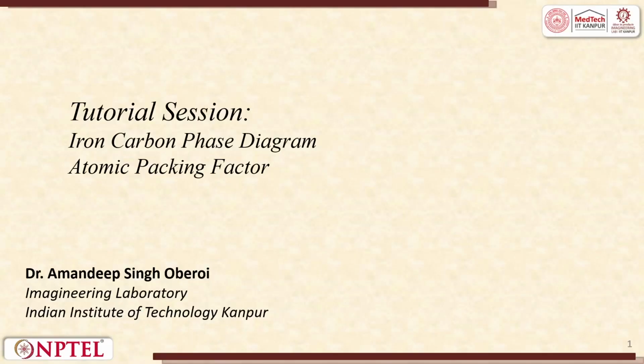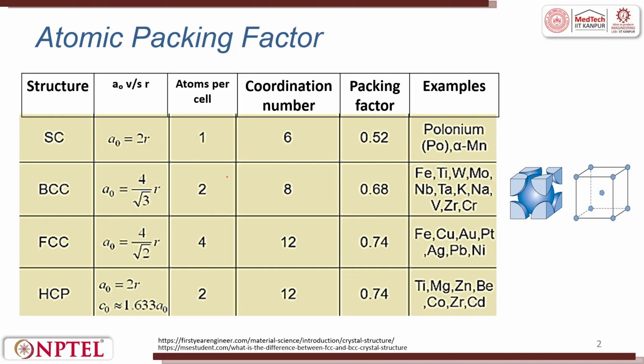the previous lectures. So this will be a tutorial session on majorly the iron carbon phase diagrams and atomic packing factors. Let me talk about the atomic packing factors. Just recall the concepts that we studied in the previous lecture. So this is a table representing the different elements and different parameters which are associated with different structures. For simple cubic, A naught is equal to 2R, where A naught is the edge length, and R is the radius of the cell.